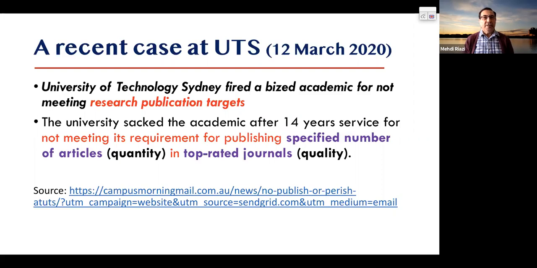Just as a case in point, I'm sure most of you are familiar with a recent case at UTS, which happened in March. The University of Technology Sydney fired an academic for not meeting research publication targets. The university sacked the academic after 14 years of service for not meeting its requirement for publishing a specified number of articles, that is quantity, in top-tier journals, that is quality.